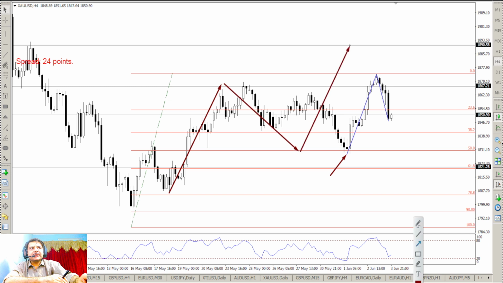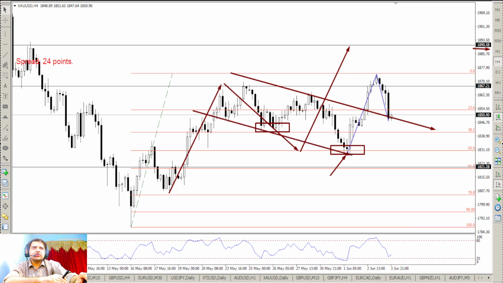It is completing up there near 1890.58, and here we have no doubt a lower low, a lower low right here, a lower low right here, and kind of like a channel as well. I'm roughly drawing it, but if you draw it neatly, this will be sort of a downward channel.